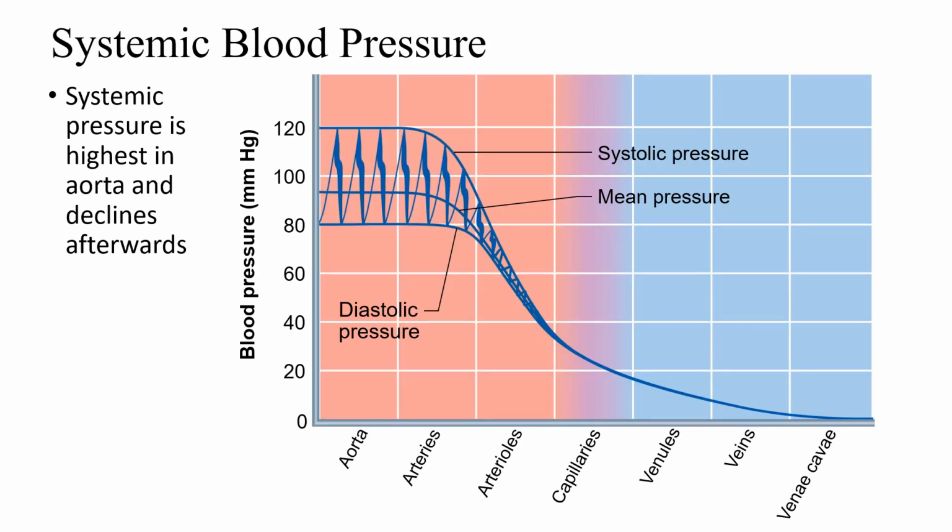And so your systemic pressure for that systemic circuit, right, coming off the left ventricle, feeding the body, it's highest in the aorta. And really, that makes sense because it's right after that initial left ventricle pump, but it's the aorta's job to sort of absorb that and smooth it out, and so it very quickly declines afterward.